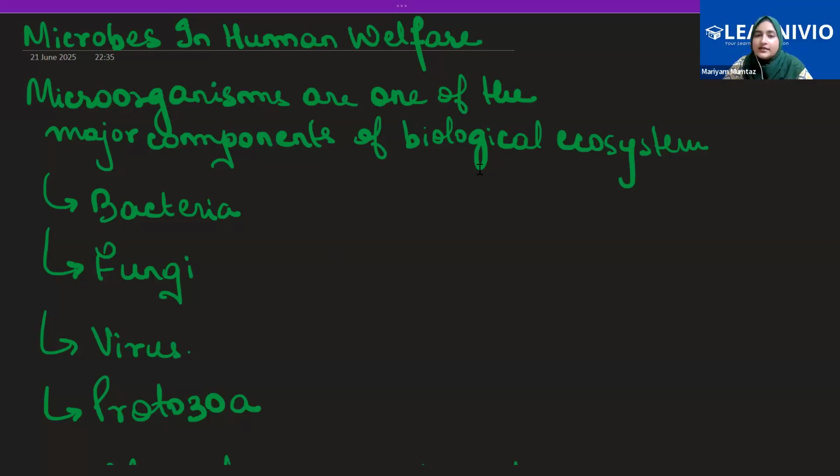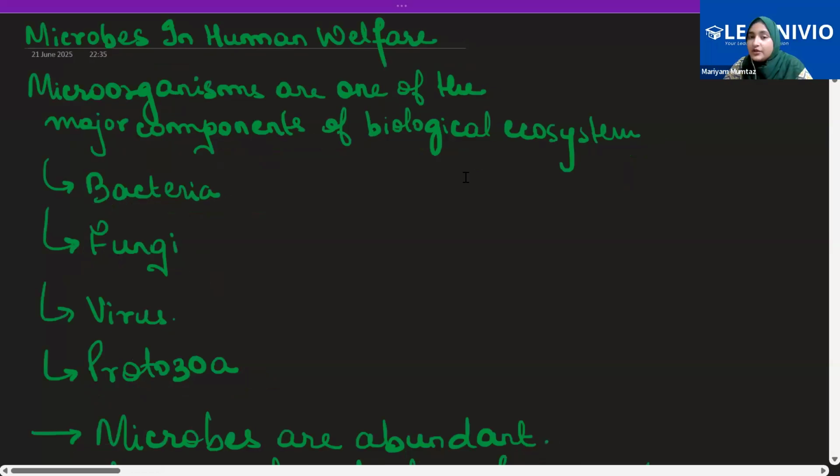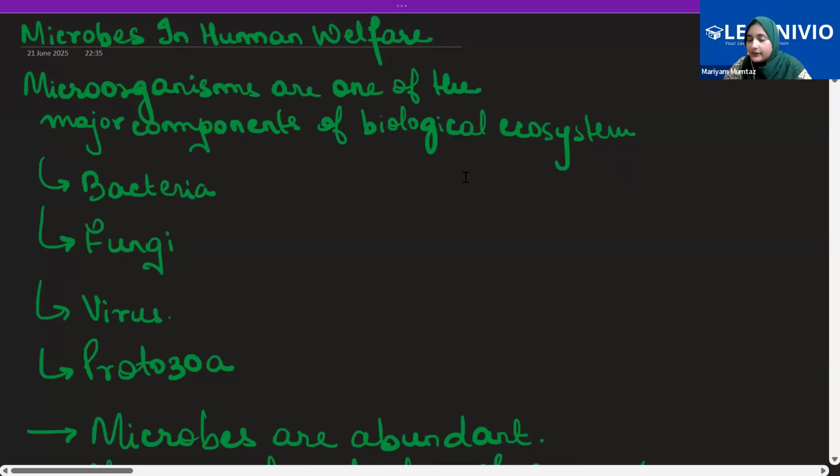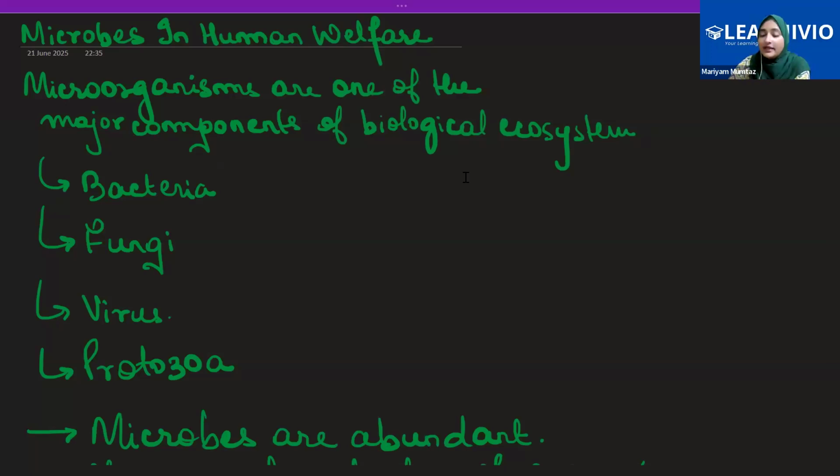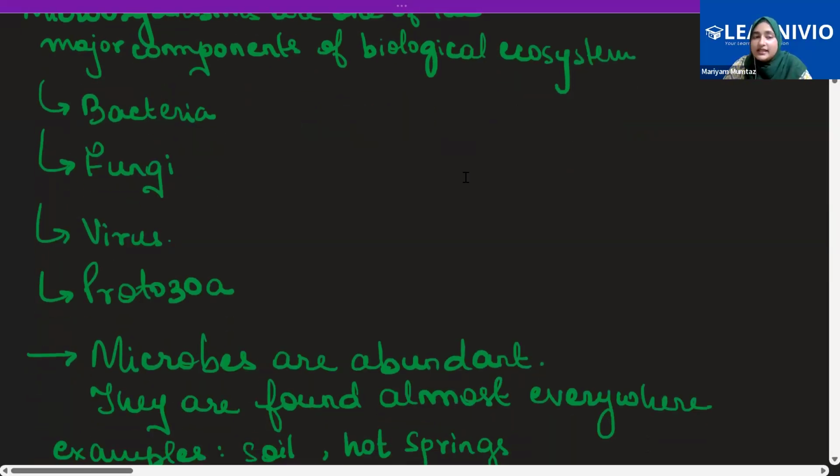So microorganisms are one of the most major components of our ecosystem. They are very tiny, not visible to the naked eye, but they play a great big role as a part of the ecosystem. What are the categories? We have bacteria, fungi, virus, and protozoa, and these are abundantly present everywhere.